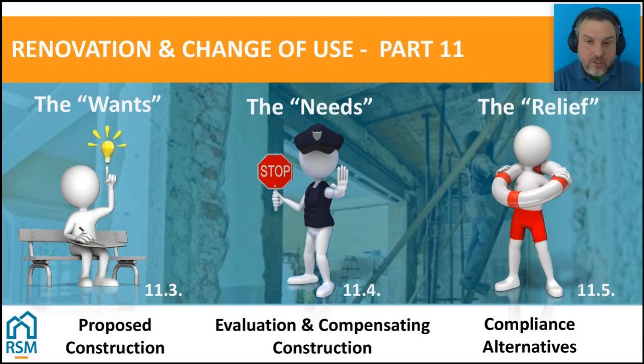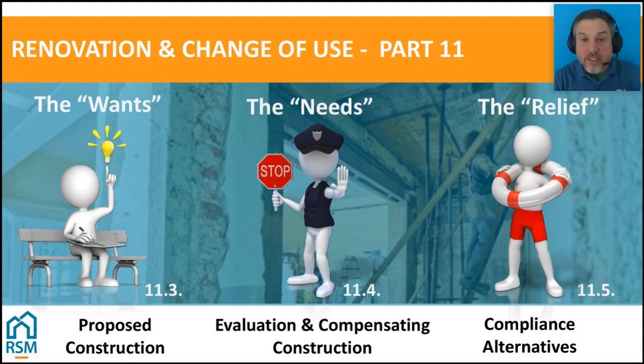I want to add this new kitchen. Or sometimes it's, I tried to get through Part 10 and I got kicked out, so now I'm forced to do something, but I want to have this change of use. But essentially the wants, when you're in Part 11, I want to remove this floor system. I want to remove this. I want to build this. So that's the wants, which is talked about in 11.3 of proposed construction.